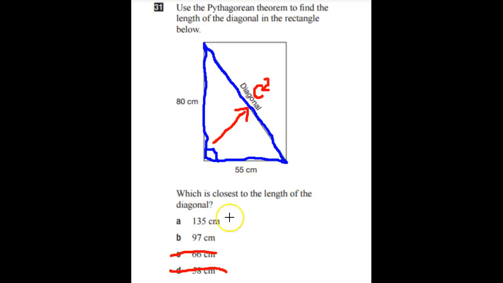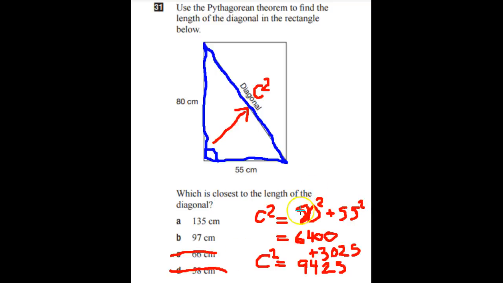So now I'm down to my last two choices, and this is where I'm going to need to pull out some math. So I know that c squared has to be equal to the squares of my other two sides. So whatever 80 squared is, and whatever 55 squared is. And so I'm going to go ahead and solve that.